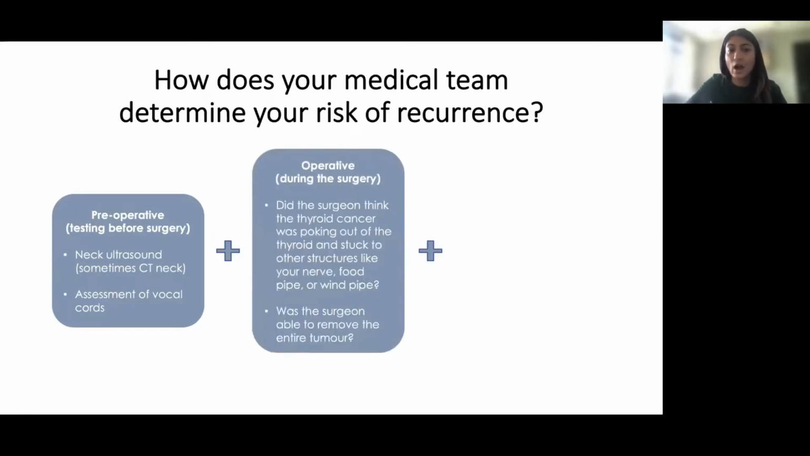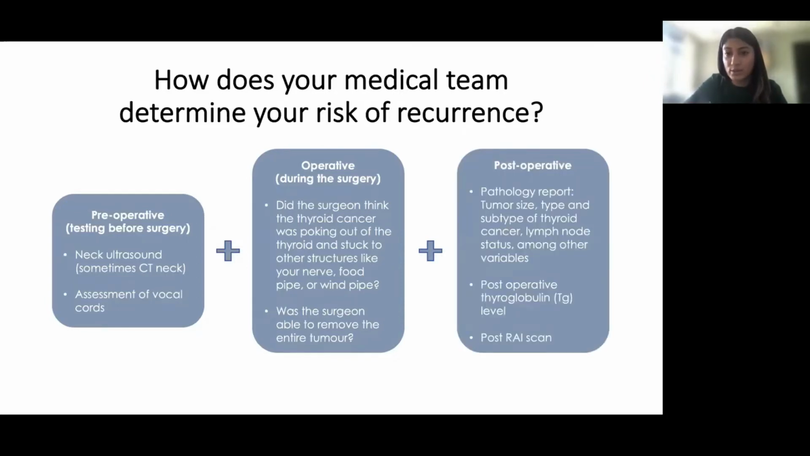The second is operatively. So this is when a surgeon is actually operating and they're visually inspecting inside the neck. And the questions as an endocrinologist that I ask from the operative report is, did the surgeon think the thyroid cancer was poking out of the thyroid? And was it stuck to other stuff in the neck, like your food pipe or your windpipe? And ultimately, was the surgeon able to remove the entire tumor, or was it because it was stuck to things they weren't able to remove the entire tumor?